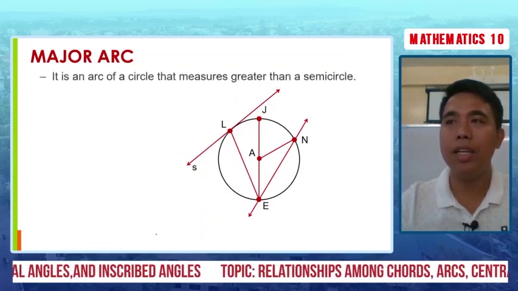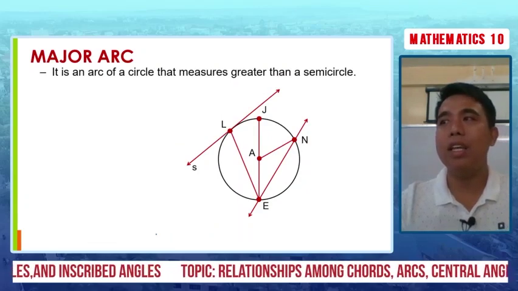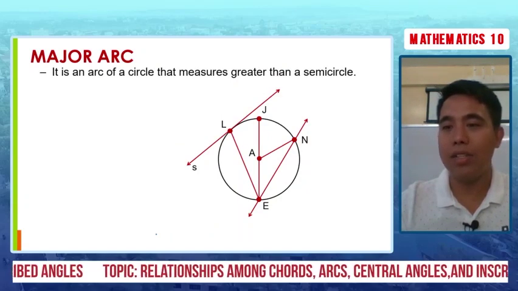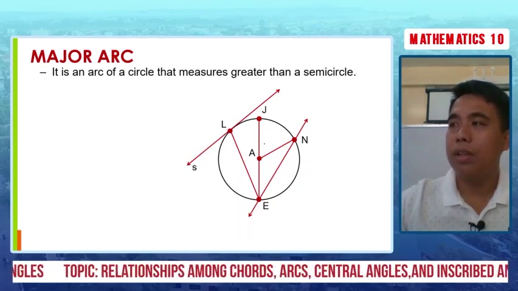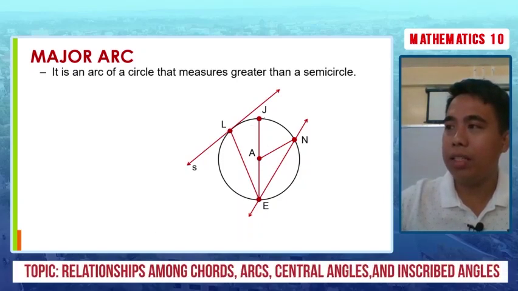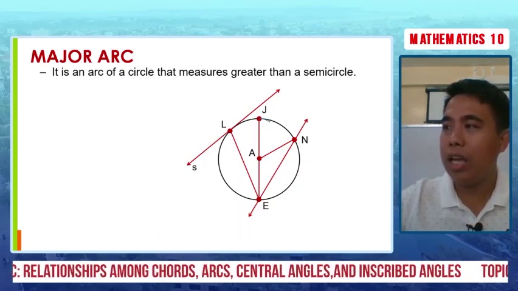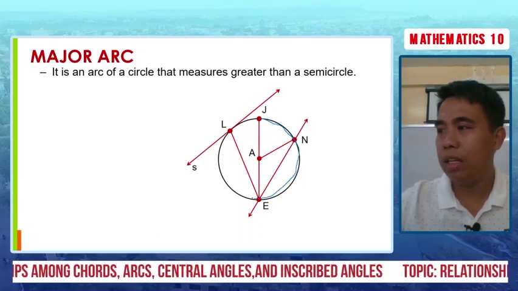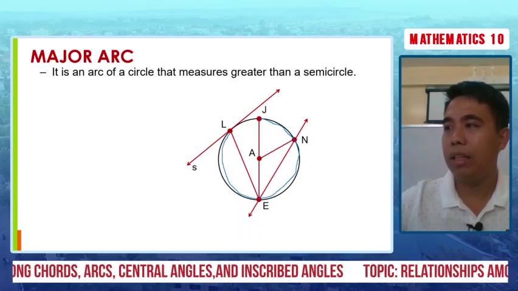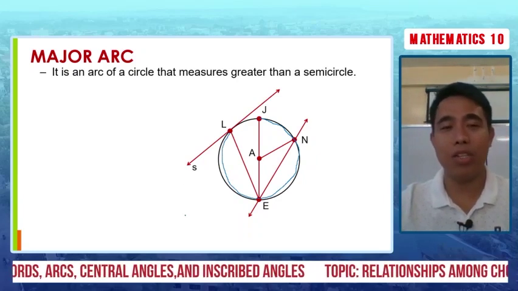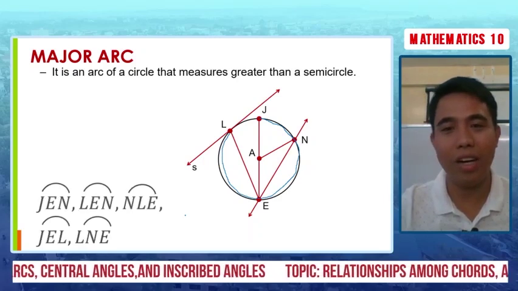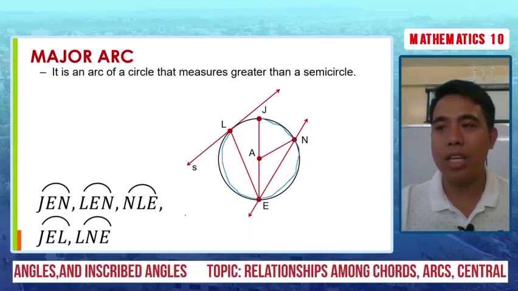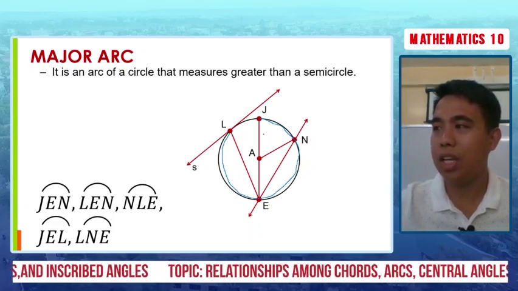And major arc is an arc of a circle that measures greater than a semicircle. So an example of that is arc JNL. That is a major arc. And here are the major arcs in that figure. So arc JEN, arc, where is JEN?